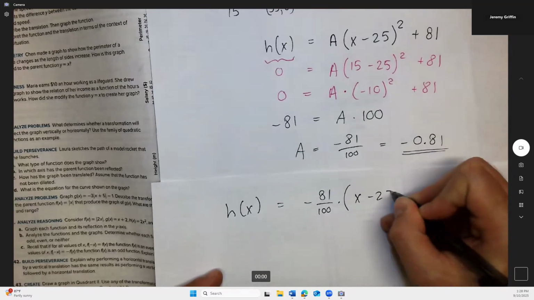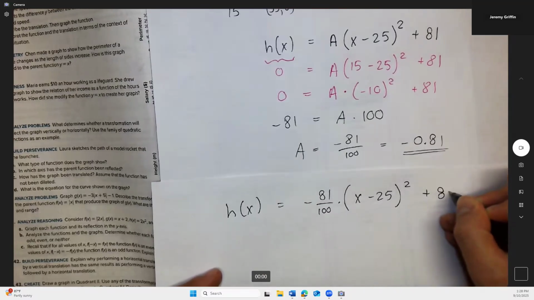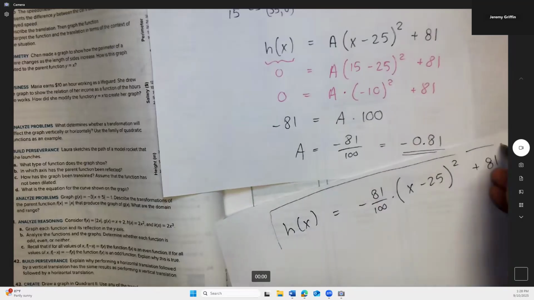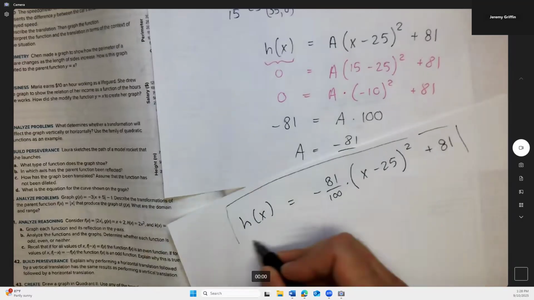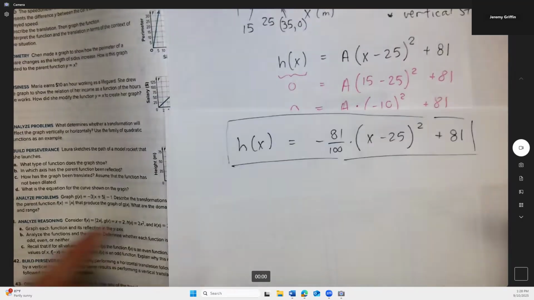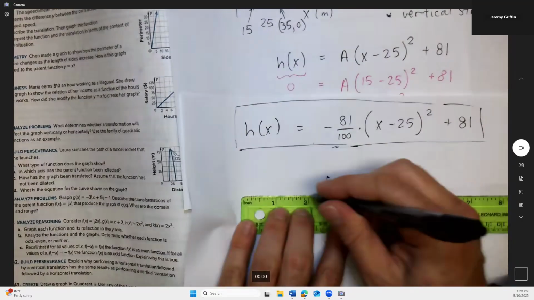We got x minus 25 collectively being squared, and I got a plus 81. So that should be the answer to number 39. Now I do want to test that, so I'm going to come up with a table of values. We're going to push it through and see what happens.